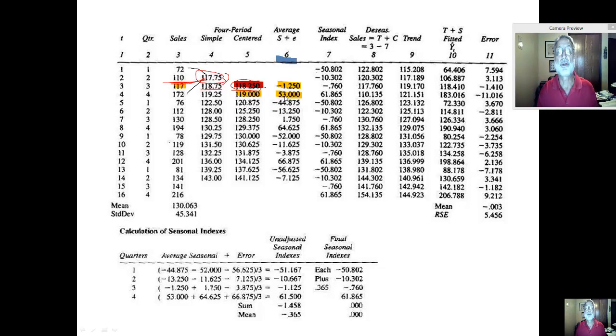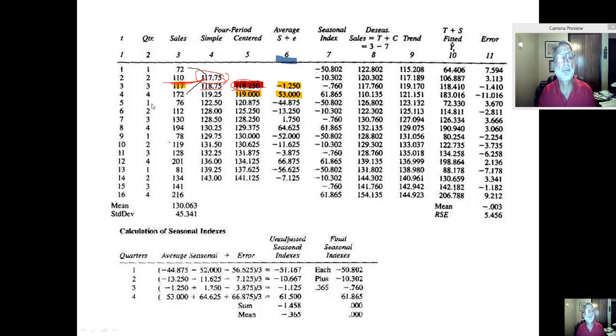Now, just as before, we got all of these different estimates of the seasonality. How many estimates of seasonality do I want? I want one estimate for the first quarter, one for the second, one for the third, and one for the fourth. Notice in the first 4 quarters, observations 1, 2, 3, and 4, I don't have any seasonal estimates for the first and second quarter because I did that moving average. So the first complete year I have is the second year.